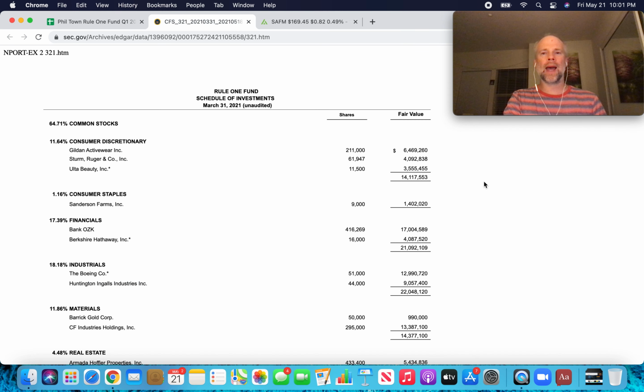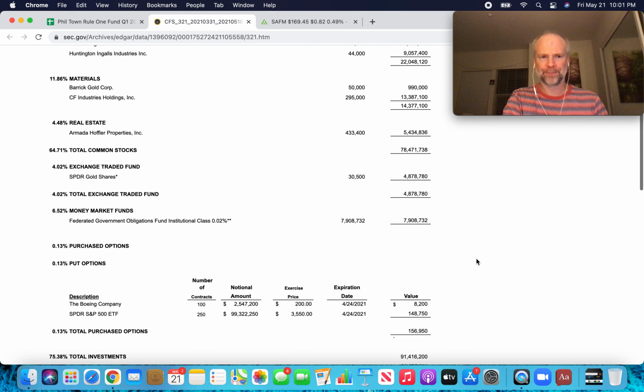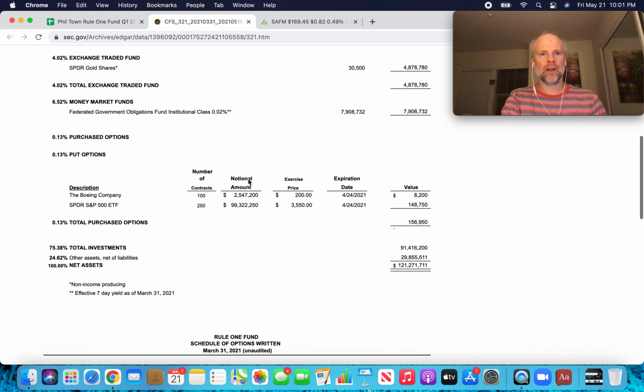But let's take a look at his options positions, okay? Sometimes we can glean what he would like to buy at what price by looking at what put options he's writing, what contracts he's writing there. So let's scroll down. And you can see here purchased options, okay? So he bought put options on Boeing. He bought put options on the S&P 500, okay, SPY.